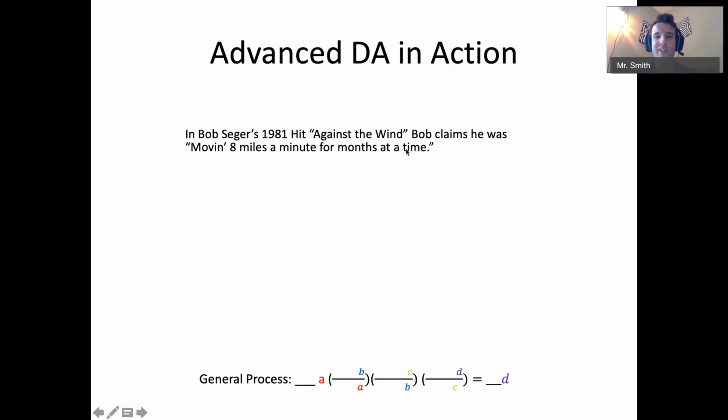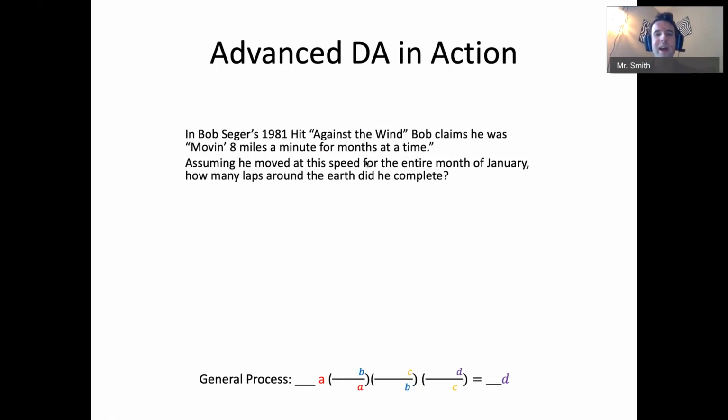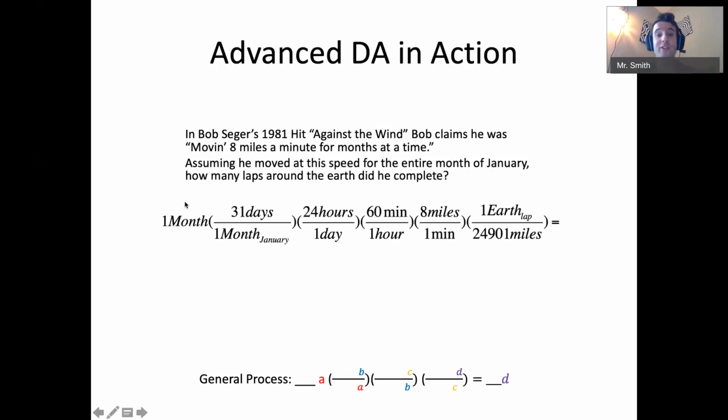So young, 16-year-old me was thinking, what would happen if he moved that fast for an entire month? For example, the month of January. And as I was figuring it out, I was like, holy cow, he would go around the earth several times. So I went ahead and did the math. And again, this is just dimensional analysis. I start with 1 month, and then I can convert from days into hours, into minutes. And then this is the ratio right here of 8 miles every 1 minute. That's the ratio that he says. And then from there, I can figure out how many laps around the earth he took.